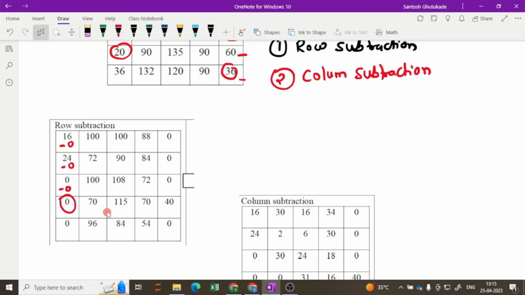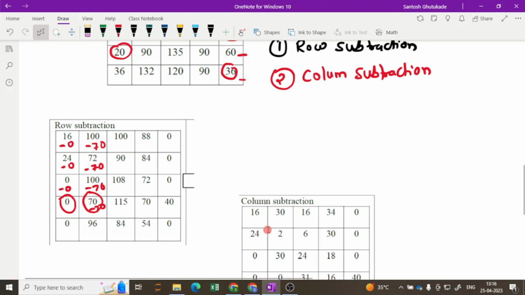Similarly, in the second column, select the smallest value. Now 70 is the smallest value in the second column, so select 70 and subtract it from all the values: 100 minus 70, 72 minus 70, 100 minus 70, 70 minus 70. Similarly, in the third column, 84 is the smallest value. In the fourth, 54 is the smallest, and in the fifth, 0 is the smallest.